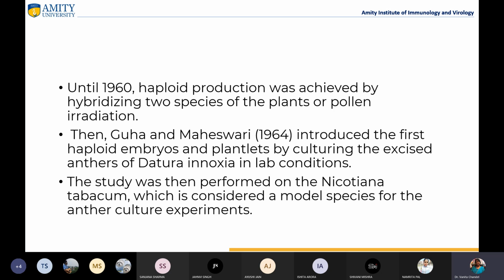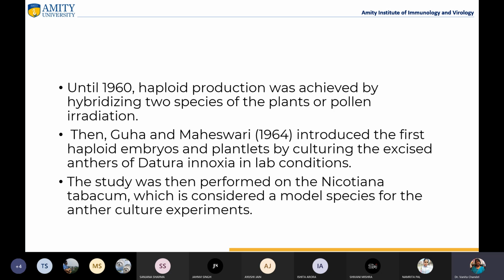Then Guha and Maheshwari in 1964 introduced the first haploid embryos and plantlets by culturing the excised anthers of Datura in lab conditions. So he did this in the lab condition through the tissue culture method. Then this was performed on Nicotiana tabacum, which is considered a model species for anther culture experiments.